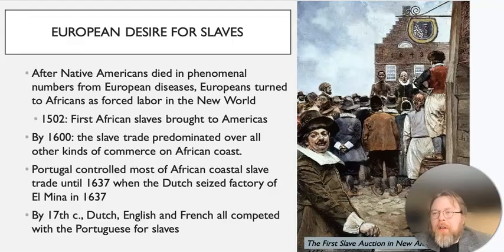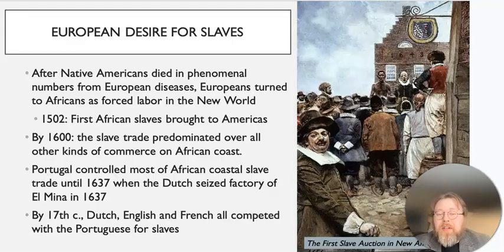Now, even though Africa had a number of goods that the Europeans were interested in, lions, animal skins, etc., by around the 1600s, by 1600 exactly, the slave trade had basically predominated almost all other kinds of commerce on the African coast. And that creates a lot of rivalry and a lot of competition within Europe itself. So at first, the Portuguese have basically a monopoly on the slave trade. We call this the asiento.